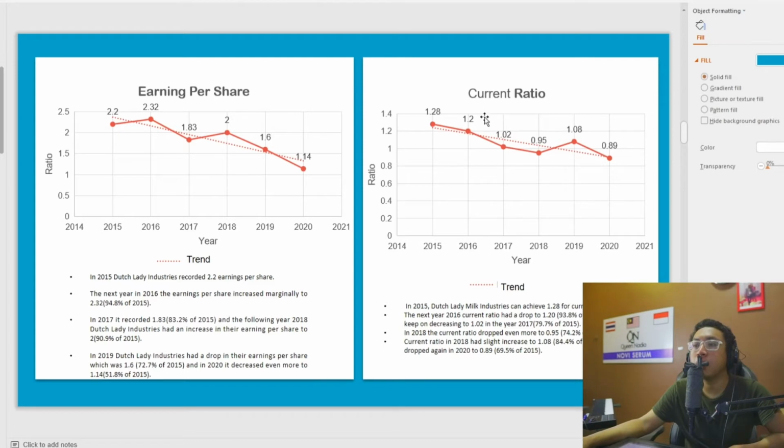For the current ratio, in the first year, it had 1.28. After that, it decreased to 1.2 and then to 1.02 and then it decreased back to 0.95. After that, it increased to 1.08 and then decreased back to 0.89.